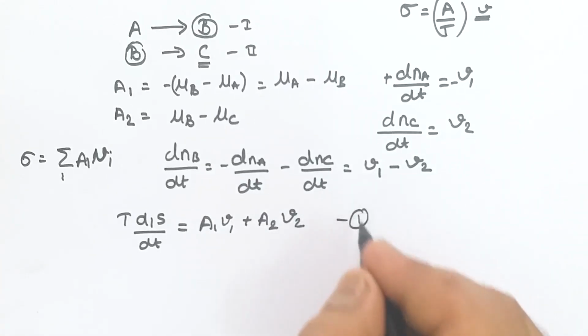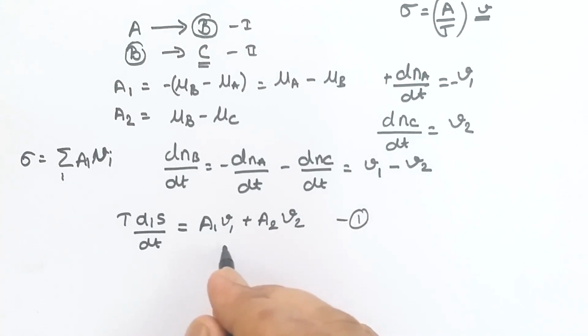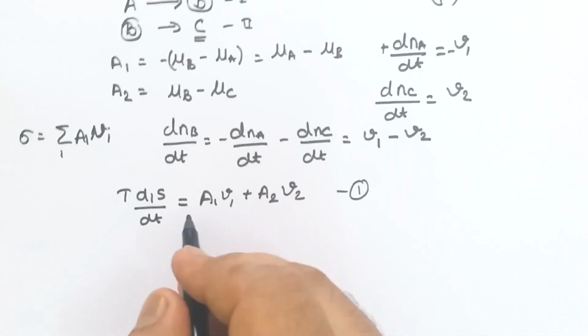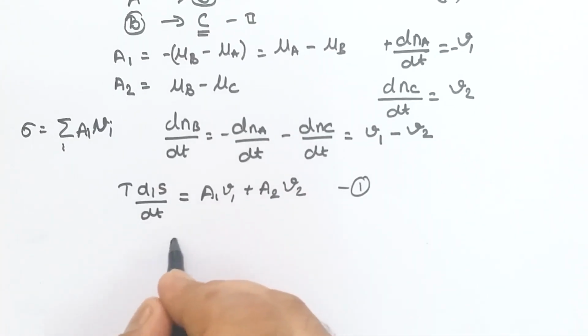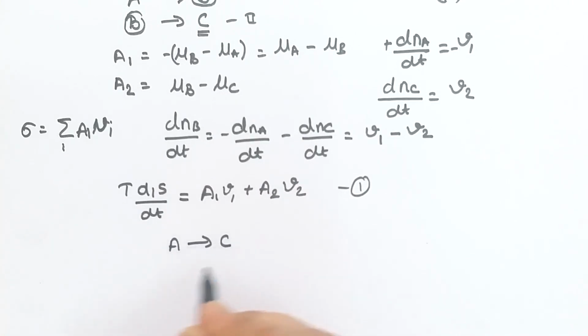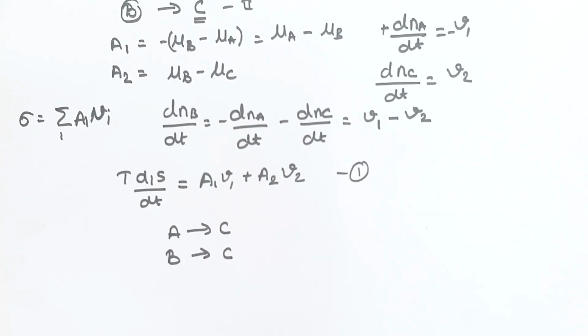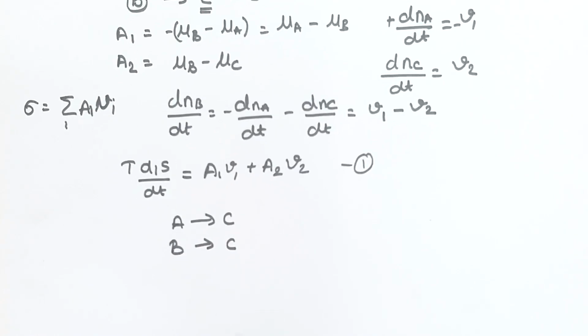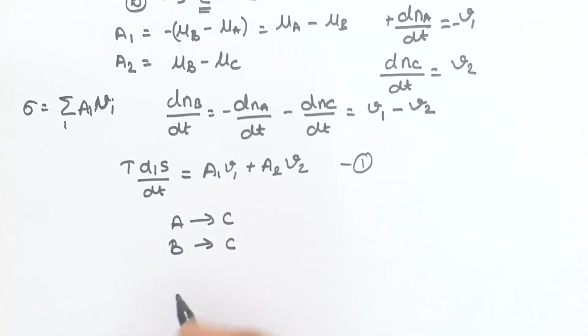And similarly, suppose a reaction is taking place, so there is a set of forces and fluxes for the first type of reaction. Now suppose the reaction is taking a different path. For example, suppose A is reacting to form C and similarly B is reacting to form C. So ultimately in both the steps we are getting the product C, and hence the corresponding affinities for the first and second reaction.